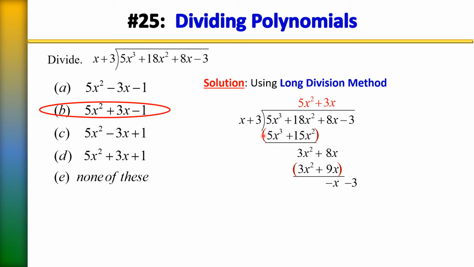So again, I'm going to go over here and look at this outer term here of this x and say, what do I need to multiply it with in order to get negative x? Well, I would need to multiply this with negative 1. So I'm going to go ahead and write the negative 1 here. Now let's distribute it to both terms. Negative 1 times x, yes, it is negative x. Negative 1 times 3 equals negative 3.